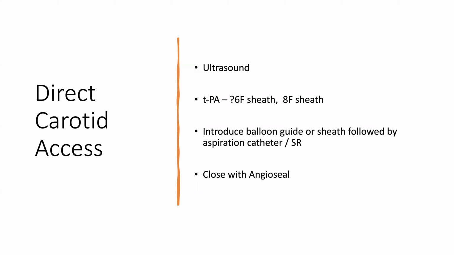And then you have the sheath laying outside the body, so you can actually lay it out over the belly. It's almost right where you'll access the common femoral. And then you basically can introduce any aspiration catheter or stent retriever you want. And then I have just held direct pressure on the carotid.